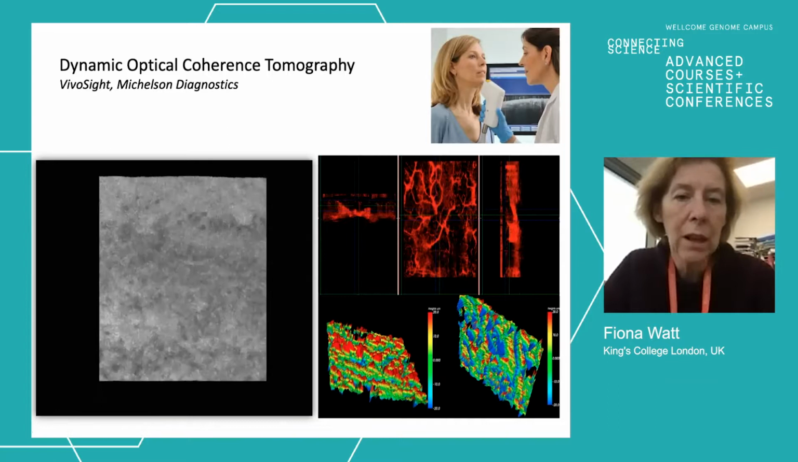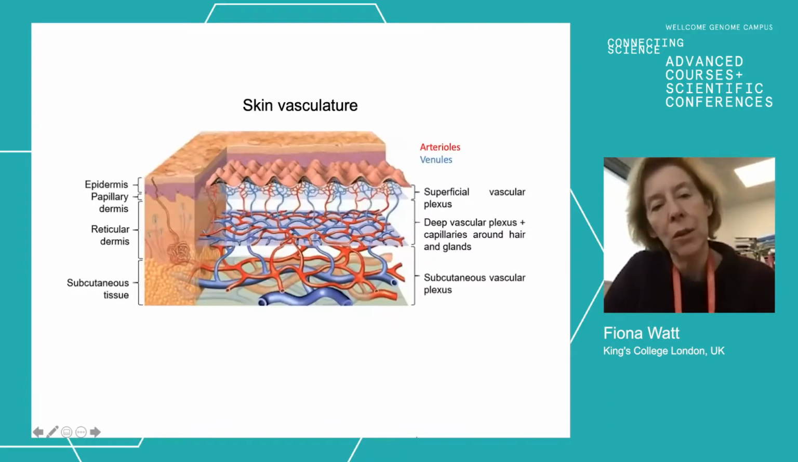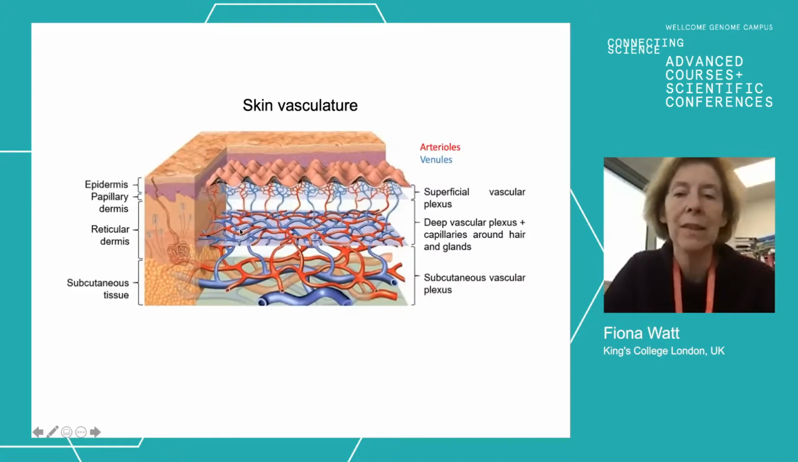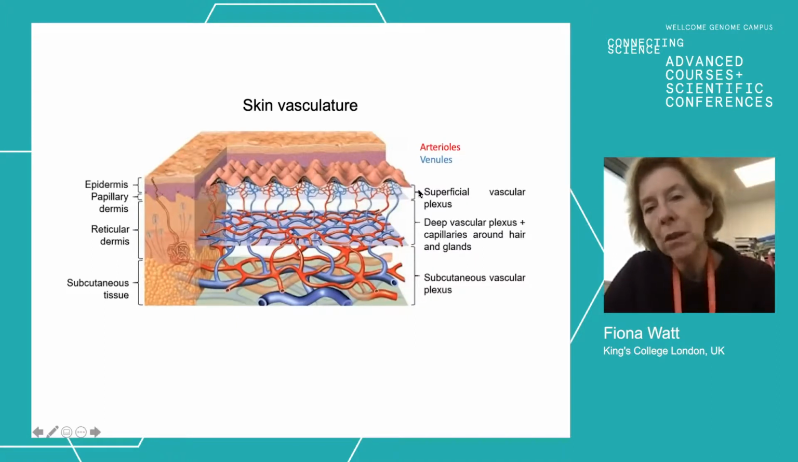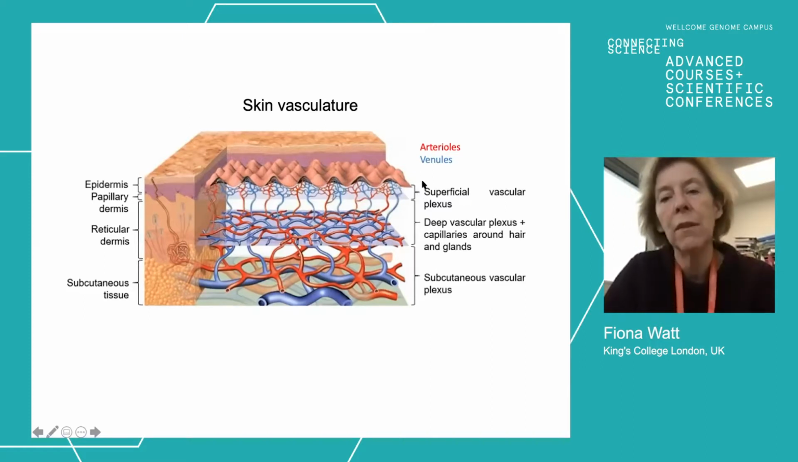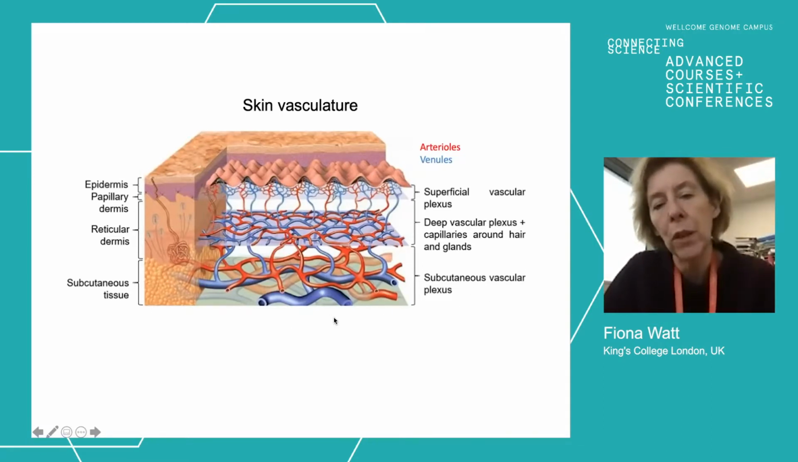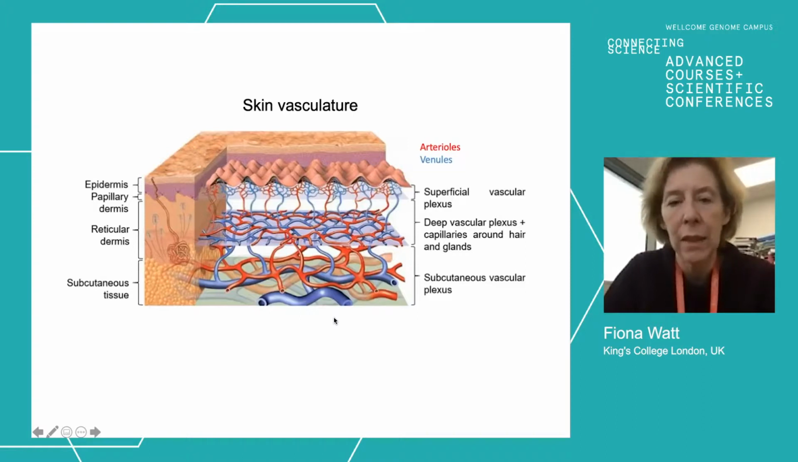So what Clarisse has been doing is to have a look at the OCT images of the skin vasculature. And she's been able to image the superficial vasculature and the deep vascular plexus, but we haven't in these images attempted to model the vasculature in the subcutaneous fat.